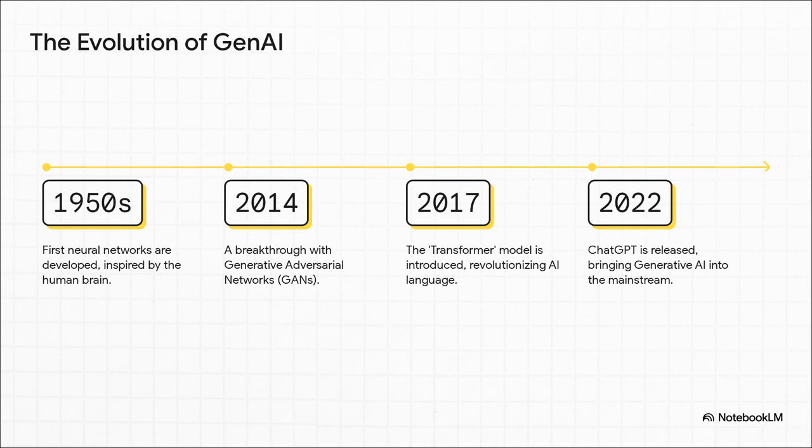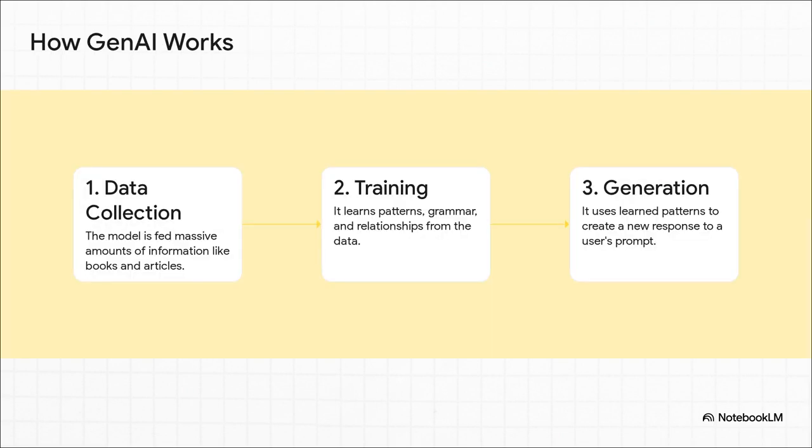Yeah, this technology definitely didn't just appear overnight. It's been a long journey, starting way back in the 50s with ideas inspired by the human brain. Then you had these huge leaps forward that eventually led to the powerful tools like ChatGPT that our students are using today. At its heart, it's really a three-step process. First, it just soaks up massive amounts of information from the internet. Then, during its training, it starts to recognize all the patterns in that data. Finally, when you give it a prompt, it uses all that knowledge of patterns to generate something brand new.